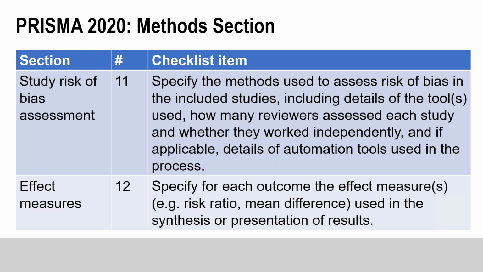Our next items are about what methods we use to assess risk of bias in the included studies. For example, again, what tool is used, how many reviewers assessed the studies, and again, whether any automation was used to facilitate this process. Then moving on to what type of effect measures, such as risk ratios or mean differences, were used in the synthesis or presentation of results.